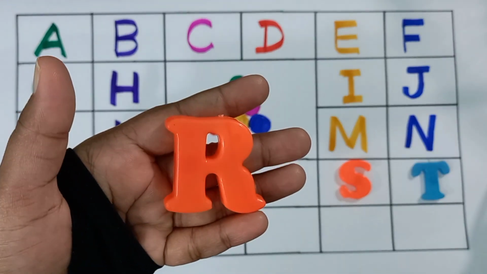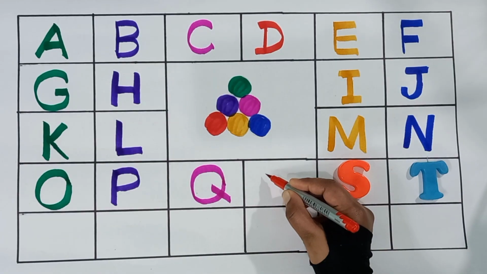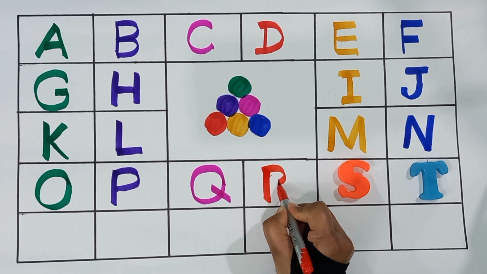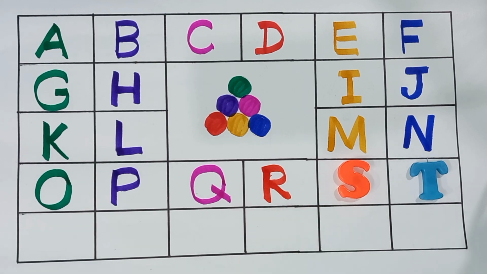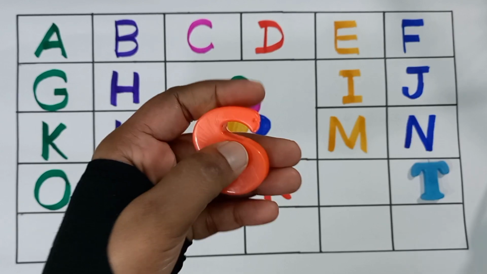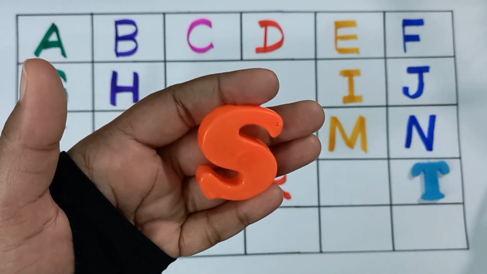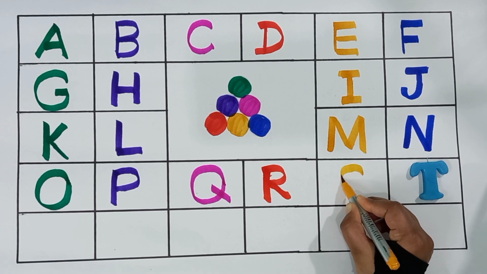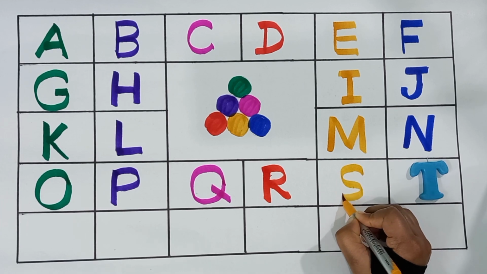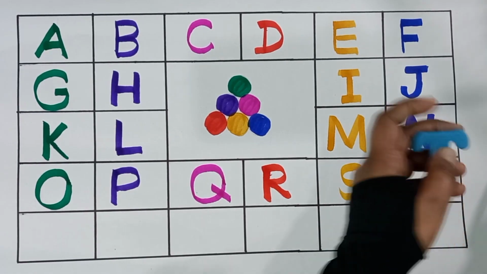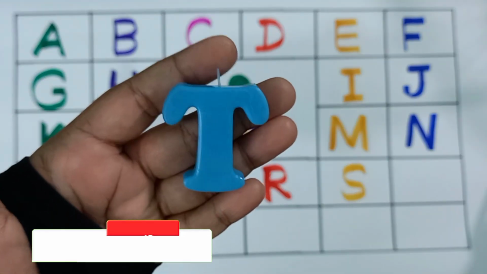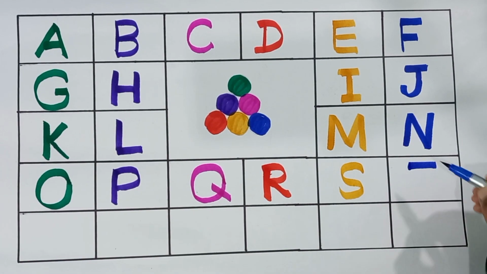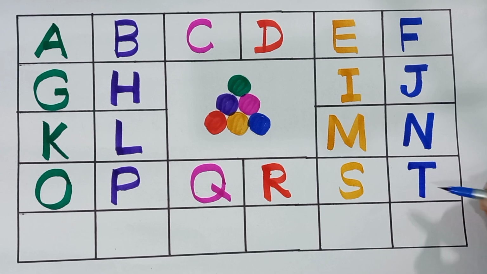R. R for rabbit. S. S for sheep. T. T for tiger.